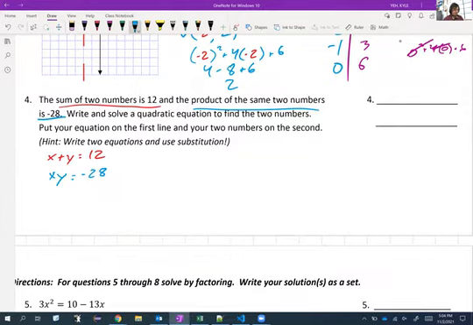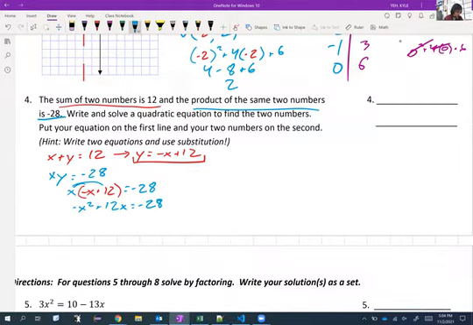So what I'm going to do is reference the hint. I wrote my two equations. I'm going to use substitution. I'm going to get y by itself here. y is equal to negative x plus 12. And now let me substitute that into my second equation. x times y, negative x plus 12, is equal to negative 28. Well, let's go ahead and distribute. We get negative x squared plus 12x equals negative 28.